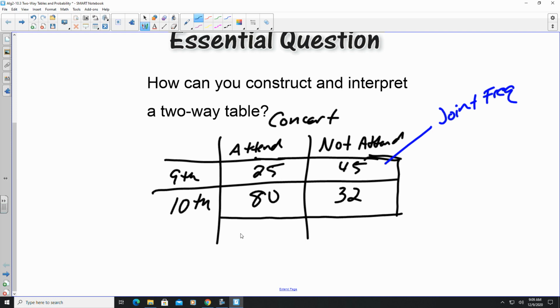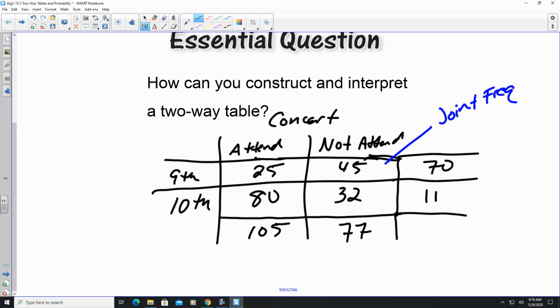So we could figure out how many went to the concert between ninth and 10th graders, which would be 25 plus 80, which is 105. We could figure out how many did not attend the concert, which would be 45 plus 32, which is 77. We could also figure out how many ninth graders are in the class, which would be 45 plus 25, which is 70. And the number of 10th graders in the class would be 80 plus 32, which is 112.